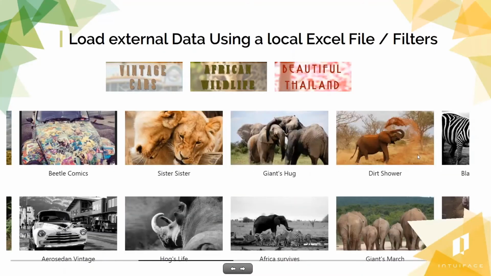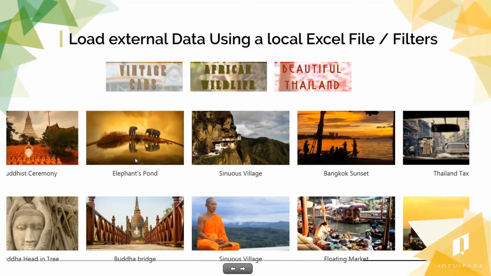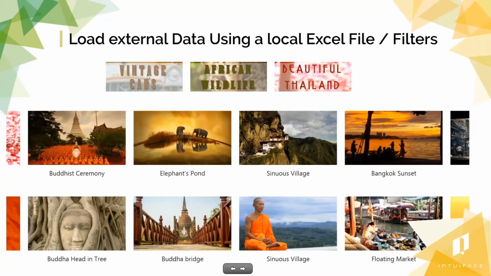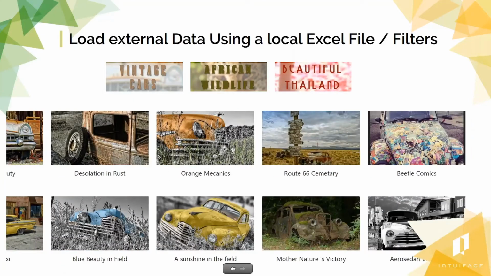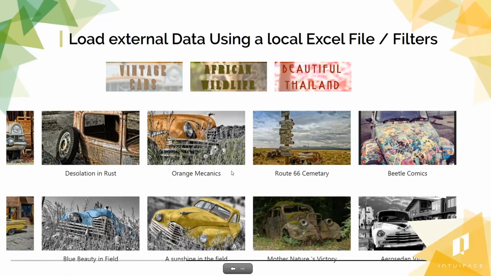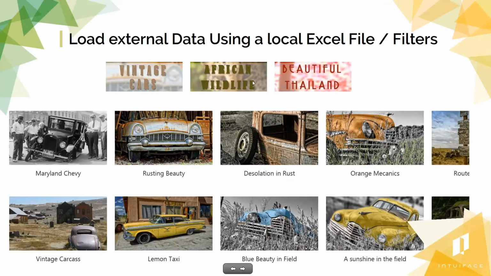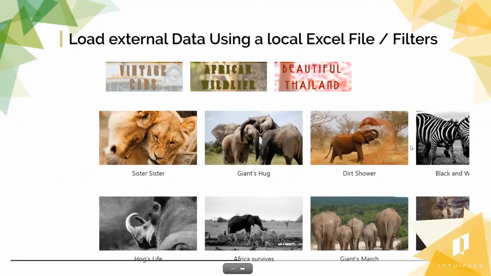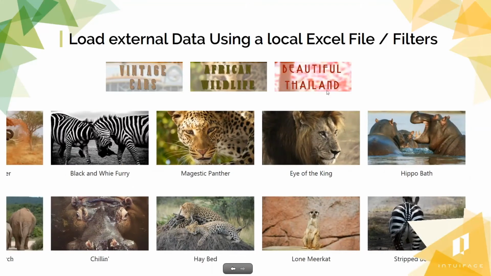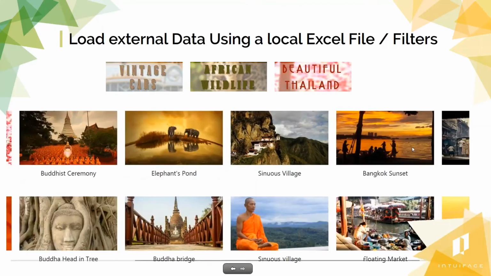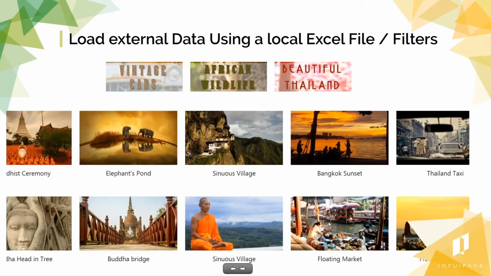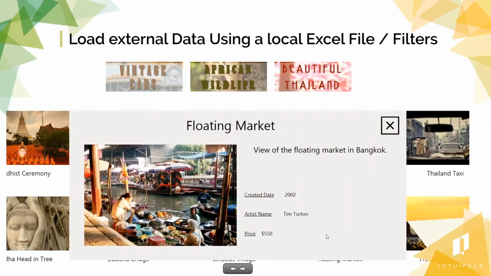So right now, if I scroll, you can see I have the animals and the Thailand pictures. See that? If I click on vintage cars, now I have only the cars available. If I click on the wildlife, I will see only the animals, and same for the beautiful Thailand. Okay, and of course, the trigger still works and we still see the details of each picture.